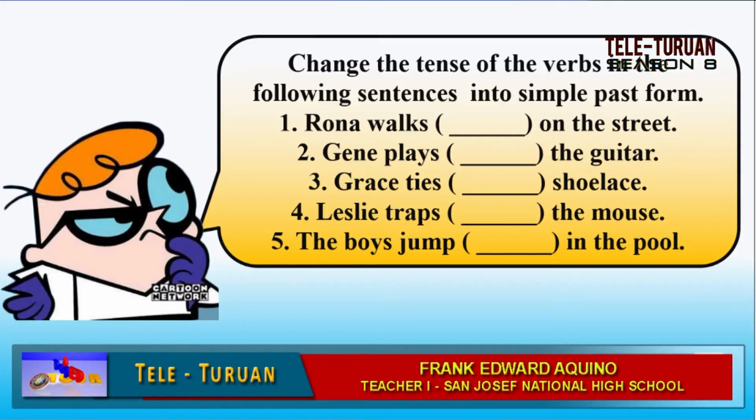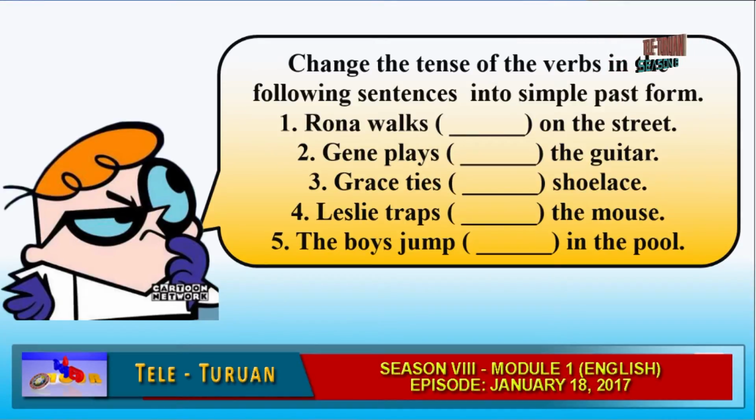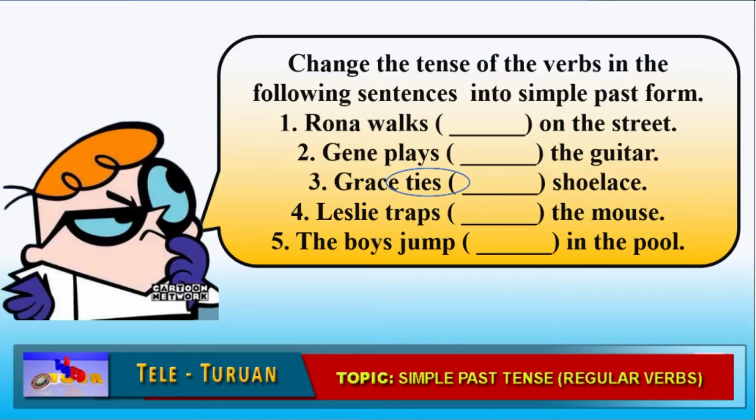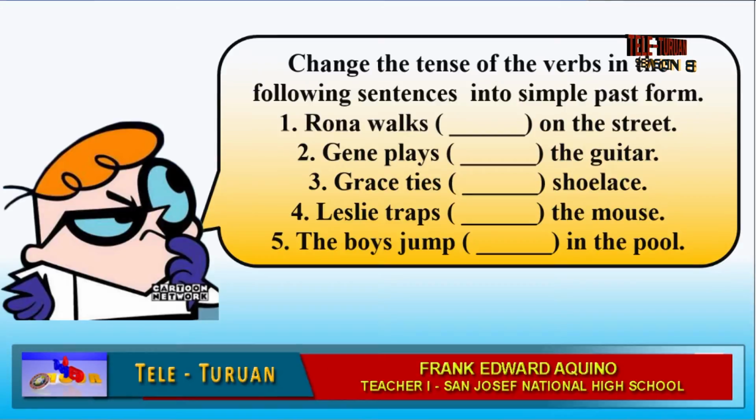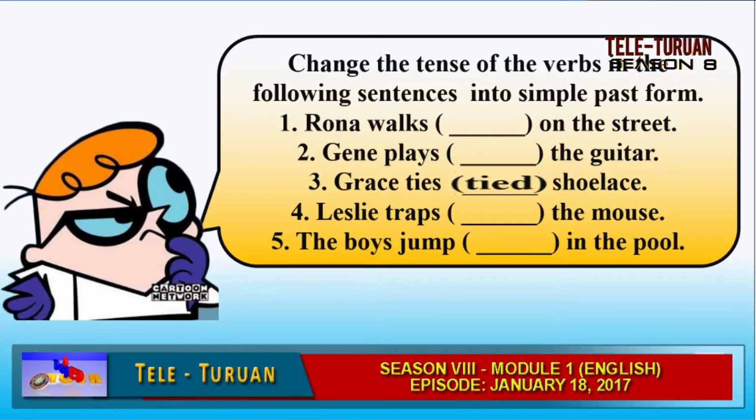Number 3, Grace ties her shoelace. Our verb is ties. To transform that, all we need to do is to add, very good, d. So our sentence would be now, Grace tied her shoelace.